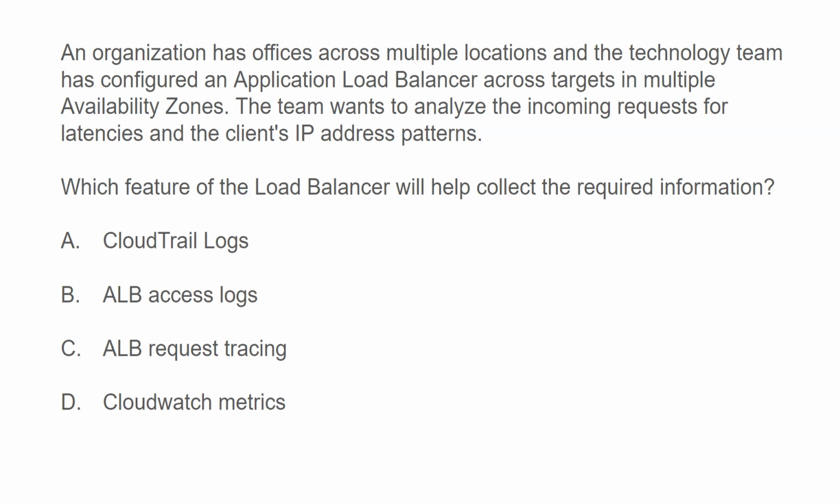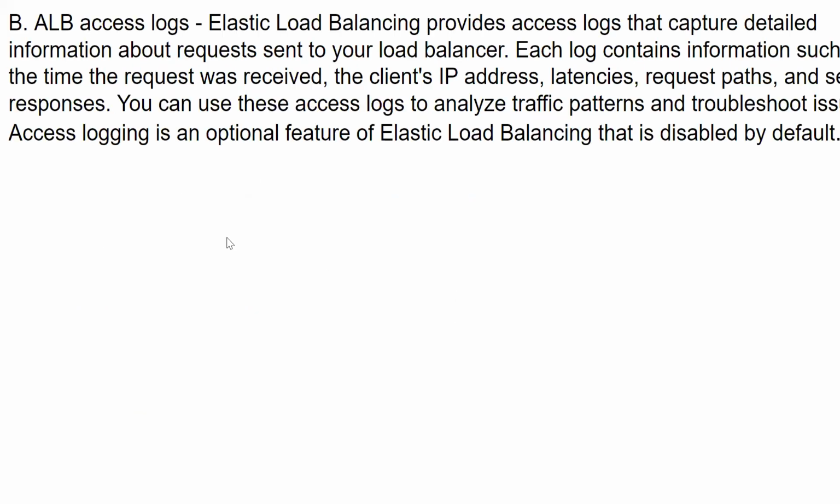A, CloudTrail logs. B, ALB access logs. C, ALB request tracing. Or D, CloudWatch metrics. And the answer is ALB access logs. They capture detailed information about requests sent to your load balancer.